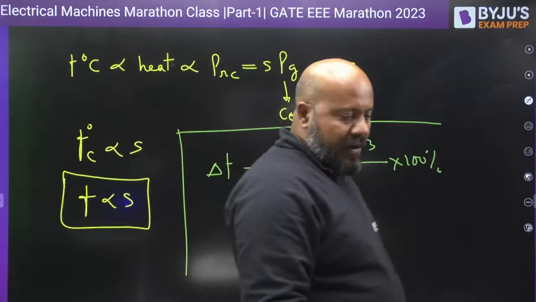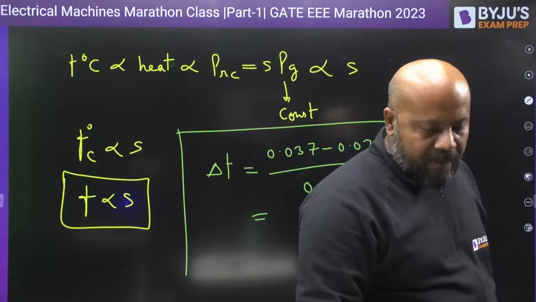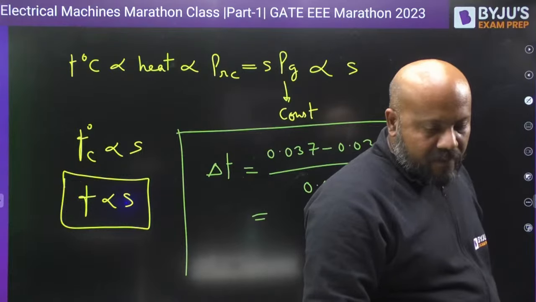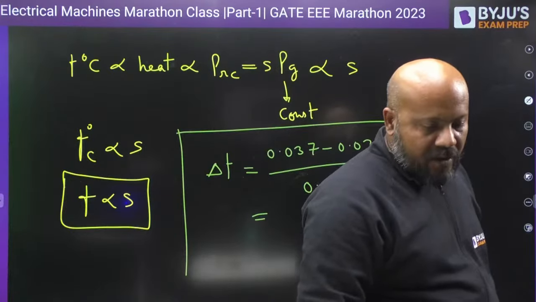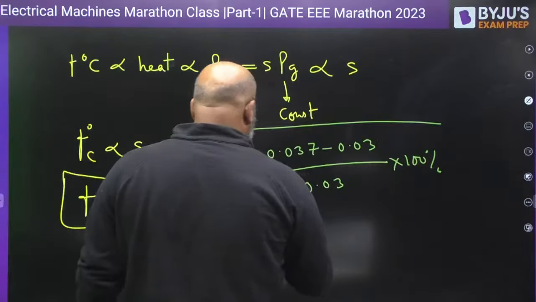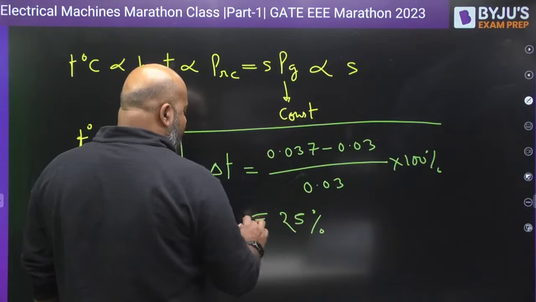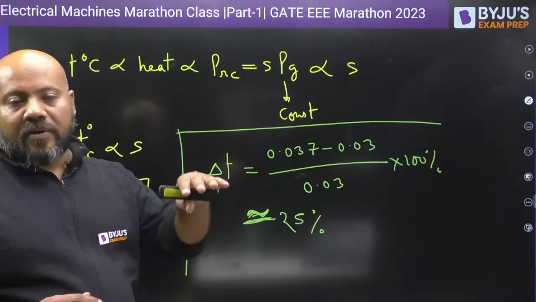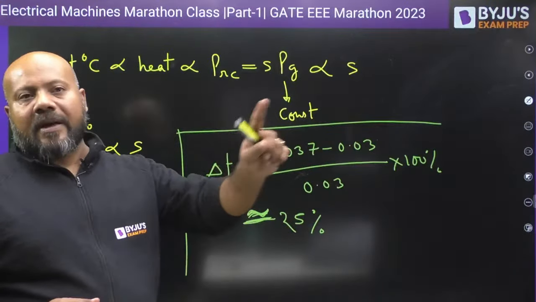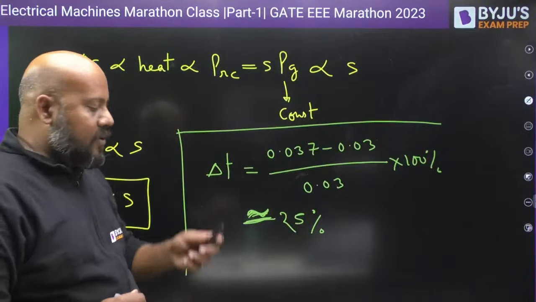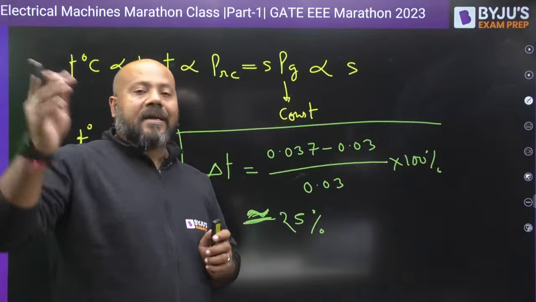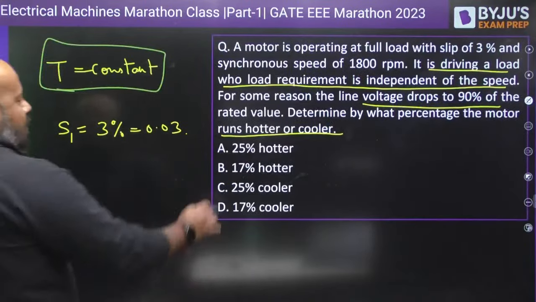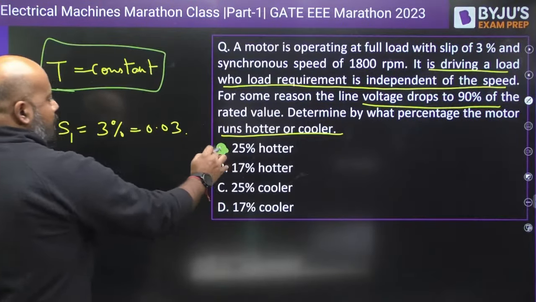If you solve it, as per my reference, you must be getting around 25%, nearby 25% hot. Your motor is going to be 25% hot, and that is the reason when there is a dip in the voltage, the speed is reduced, but at the same time the temperature of the motor is going to increase, and if it is not disconnected from the supply, there is a possibility the motor is going to be damaged permanently. So it is option A. Is it clear, everybody?